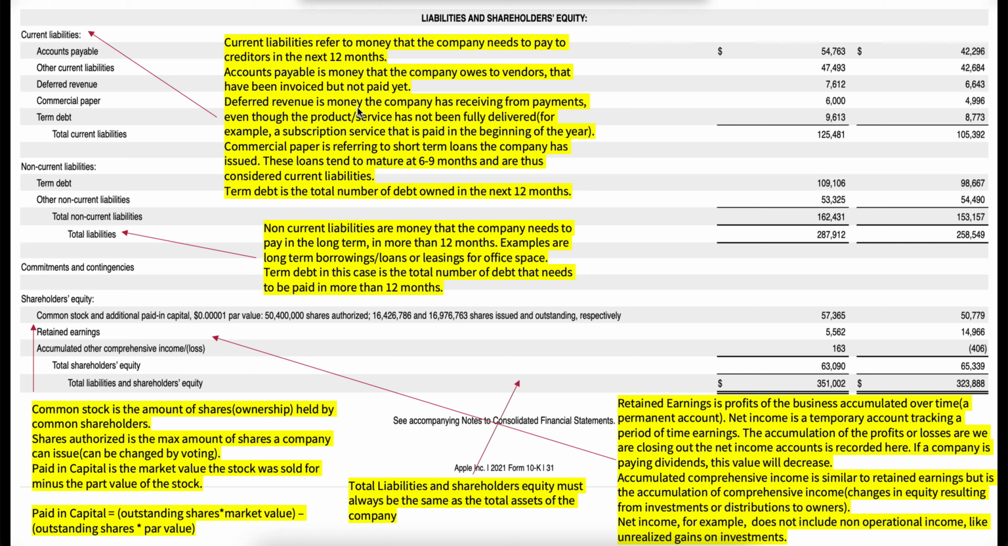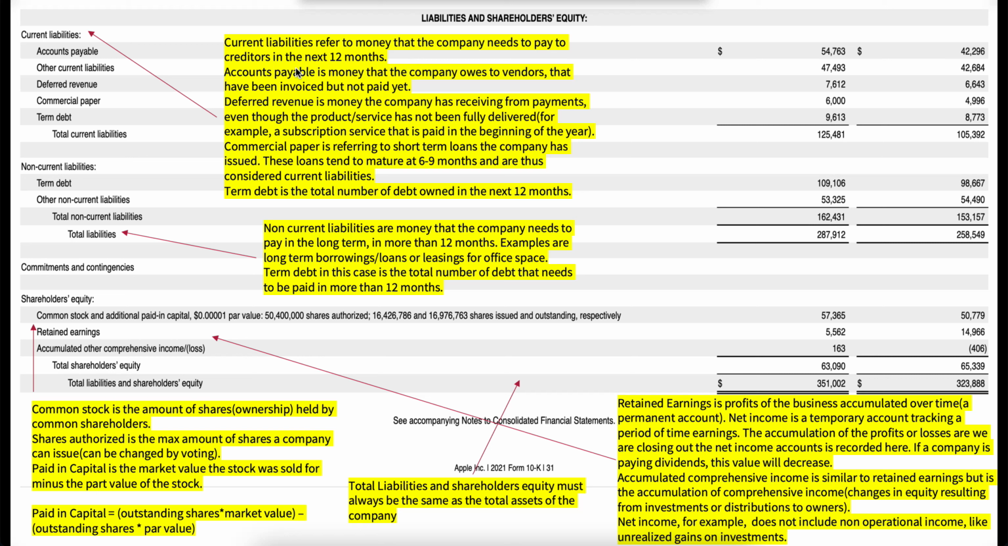Liabilities is basically money that the company needs to pay. Some debt, for example, that the company may have, and they are generally divided into two categories as well: current liabilities and non-current liabilities. Current liabilities refers to money that the company needs to pay to creditors in the next 12 months, like short-term debt pretty much, or short-term liabilities to say it more correctly.